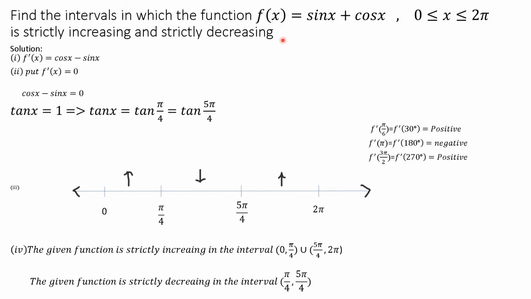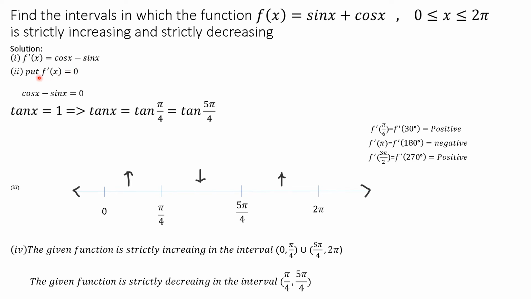What is the first step? Differentiate this with respect to x. After differentiating with respect to x, as you all know, f dash of x is equal to sin x differentiation is cos x, plus cos x differentiation is minus sin x. Therefore, cos x minus sin x.